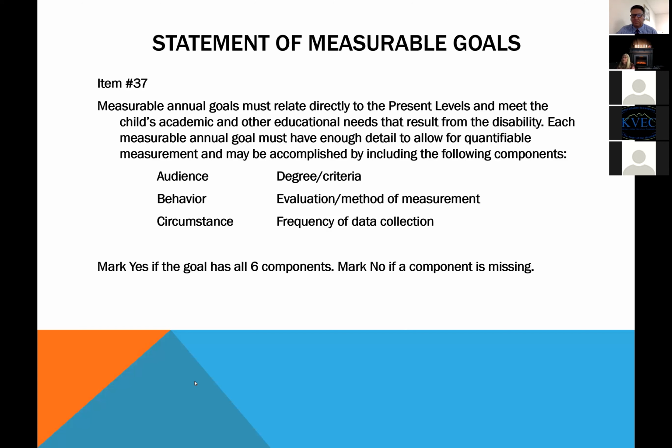So each measurable annual goal must have enough detail to allow for quantifiable measurement and may be accomplished by including these following components. So you have to have all of these components. As you hear, we say A through F. Of course, it's listed there: audience, behavior, circumstance, degree, evaluation, and frequency. We have to have those 6 components in there, or we're going to have to mark no. If you miss just one of those, we have to mark it a no. If all of those 6 components are there, we will mark it a yes.